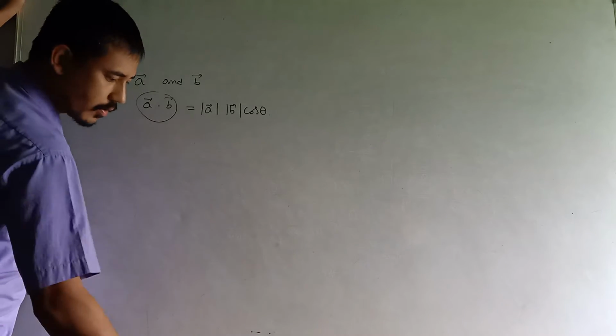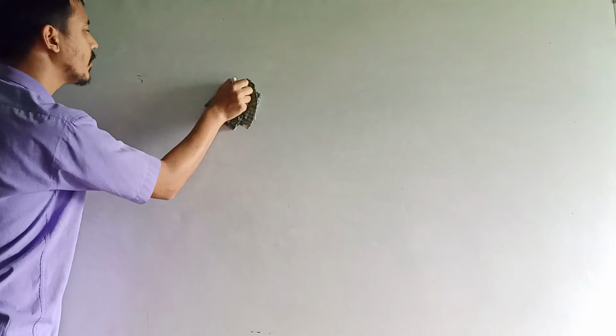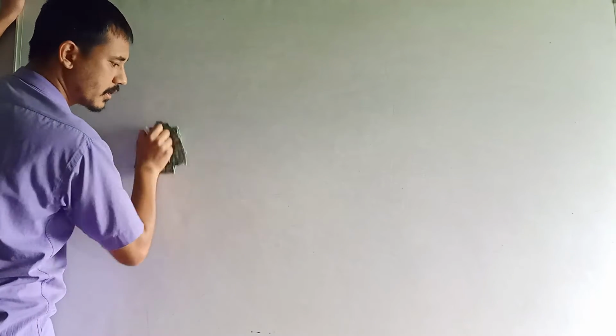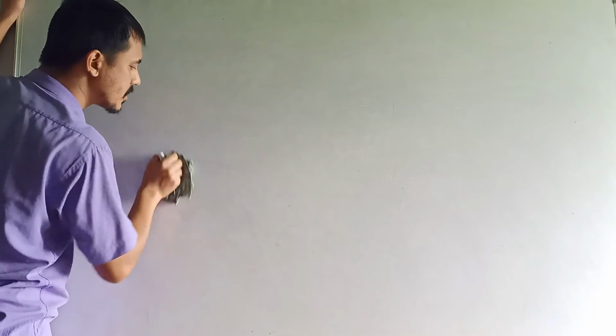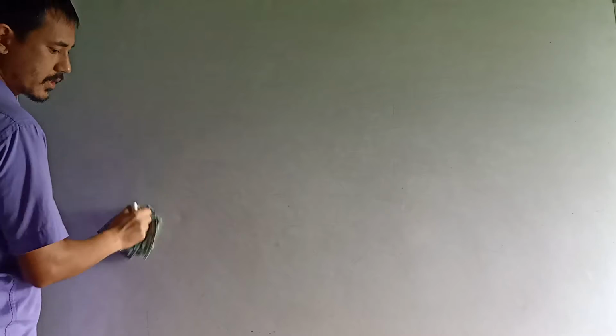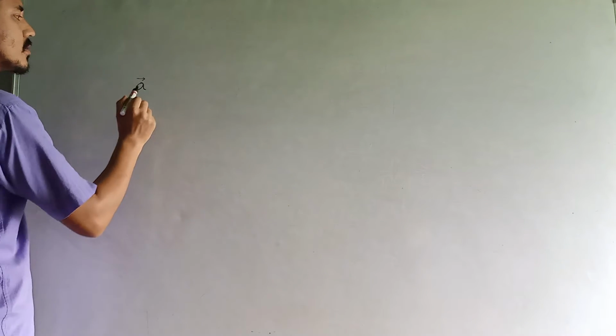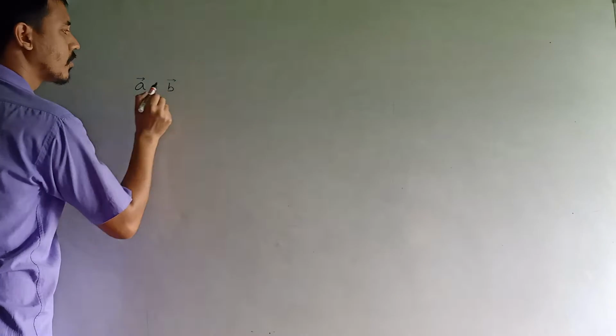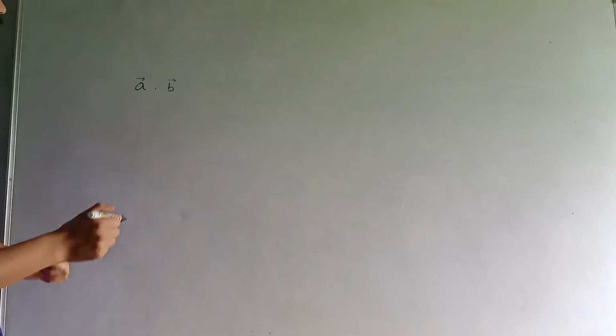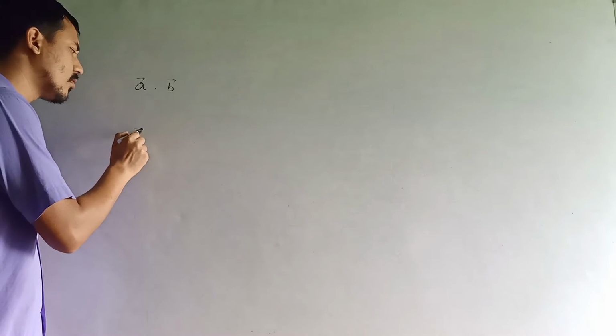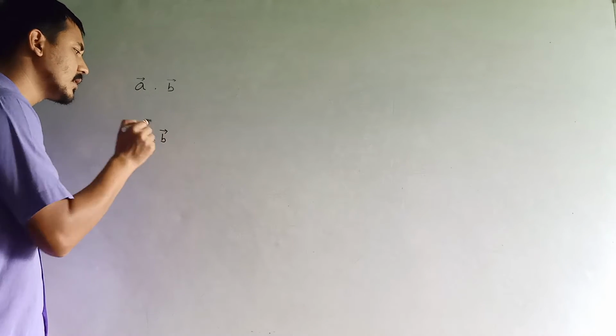Dot product, or we call it the scalar product. Why do we call it a scalar product? Because this product gives us a scalar quantity. There are two kinds of product in vectors. One is the dot product, which we write as A dot B, and there is the cross product, which we write as A cross B.